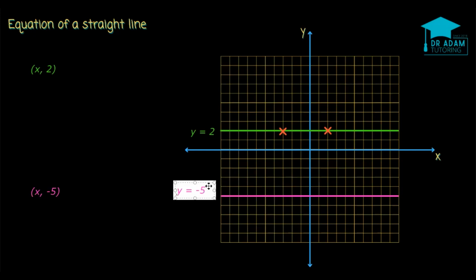So we can see that for any horizontal line, we're always going to get a constant value of y, and therefore we can always define our line by equating y to some constant value.